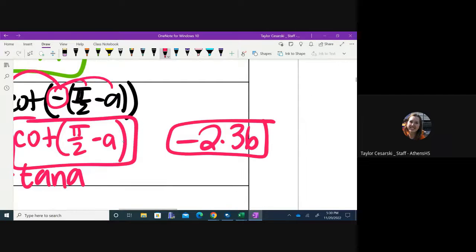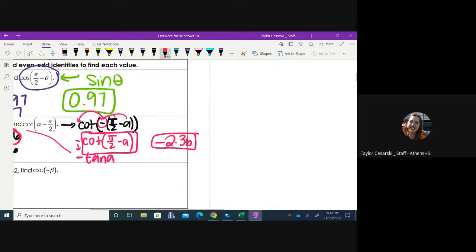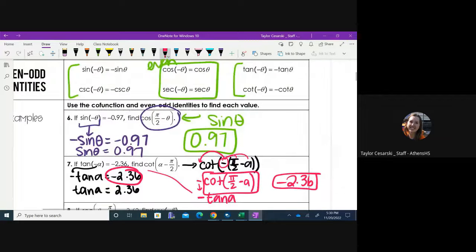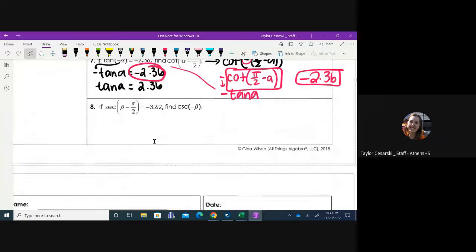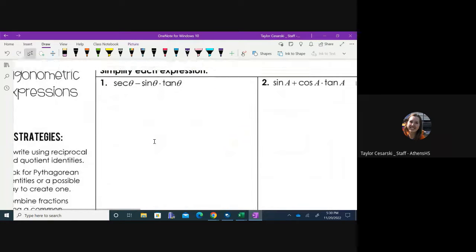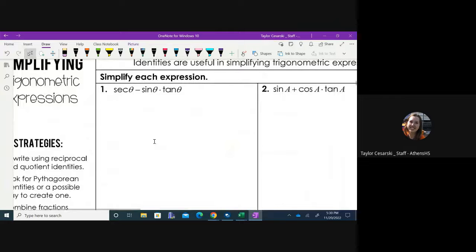This is usually the hardest part of this unit, this little section right here, just getting used to those even, odd, and cofunction identities. All right, let's go to the next page with some simplifying. This is the fun part, or at least I think it's fun.